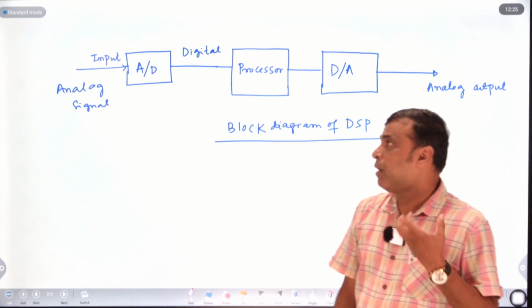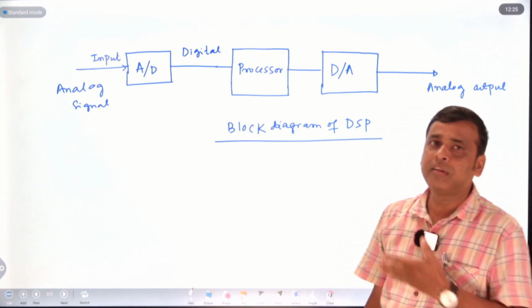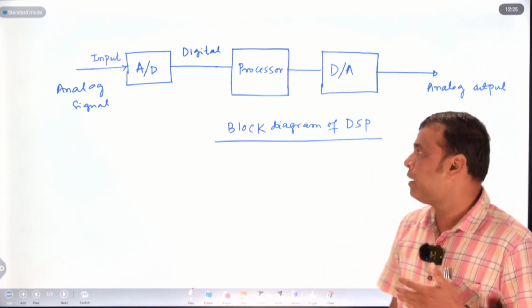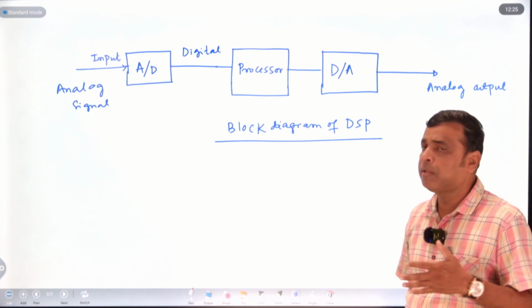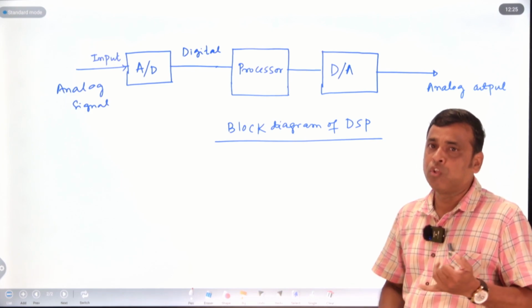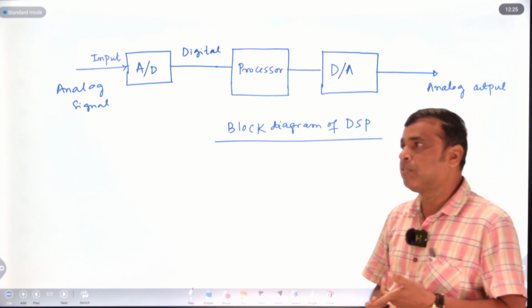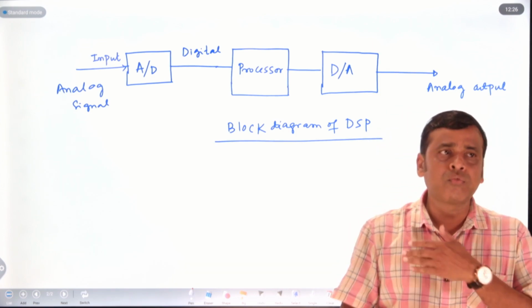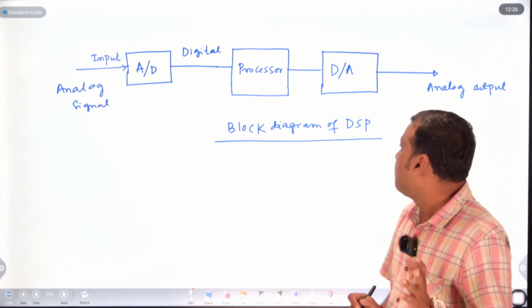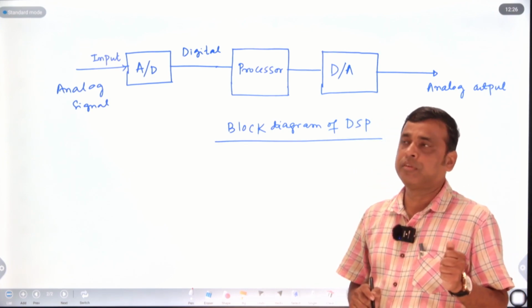What are the applications of DSP? Digital signal processing can be applied in a variety of fields. There are a variety of applications: consumer electronics, military, seismology, speech processing, image processing. There are so many fields where digital signal processing has been applied.